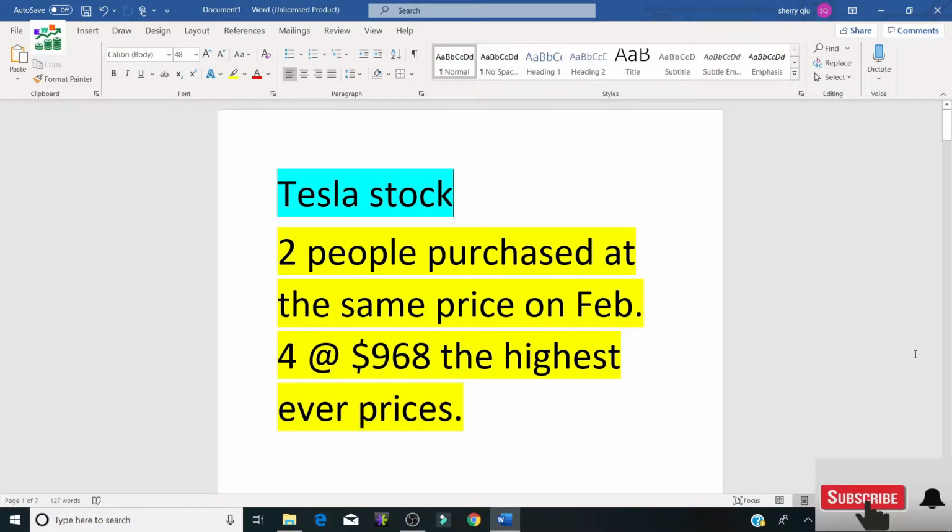In this example, I use the most familiar Tesla stock. Everybody knows Tesla stock, the wild ride recently. So assume 2 people purchased at the same high price on February the 4th at $968, and Tesla stock never went up beyond that price. Then one person used the dollar cost averaging down method, and the other person used the dollar cost averaging up method. I'll show you the different results of these 2 people.